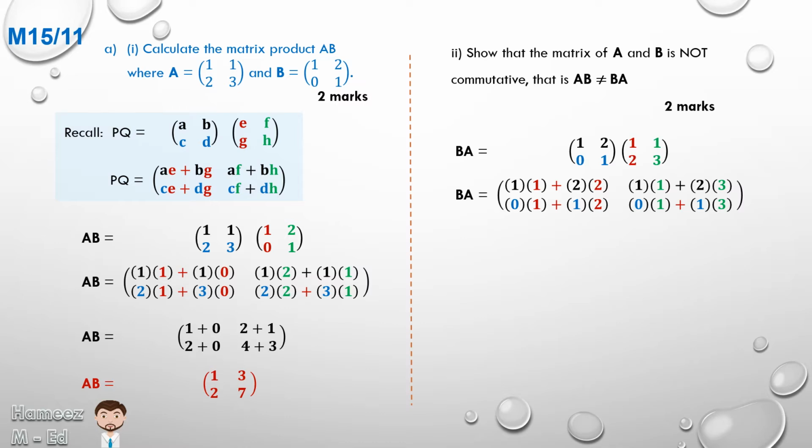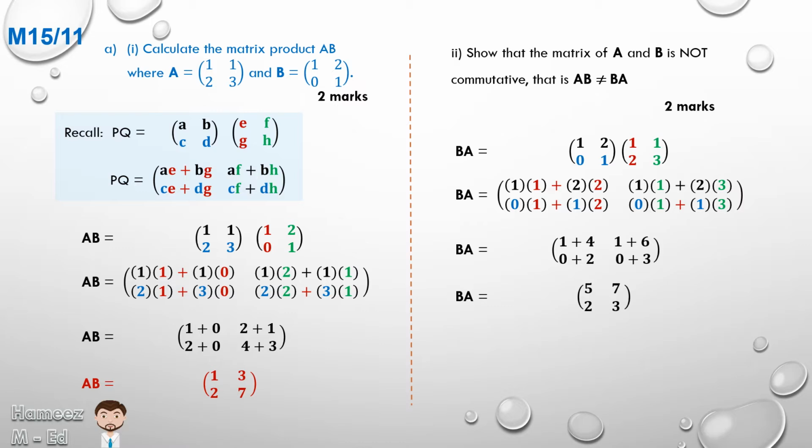And we can simplify this. 1 one is 1 plus 2 times 2 is 4. And then 1 times 1 is 1 plus 2 times 3 is equal to 6. And then 0 times 1 is 0 and 1 times 2 is 2. And then 0 times 1 is 0 and 1 times 3 is 3. And we can solve now. 1 plus 4 is 5. 1 plus 6 is 7. 0 plus 2 is 2. 0 plus 3 is 3.